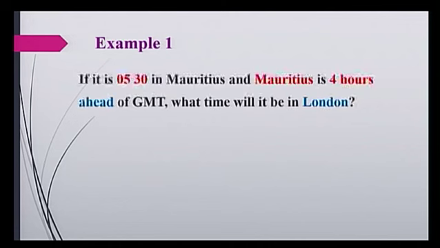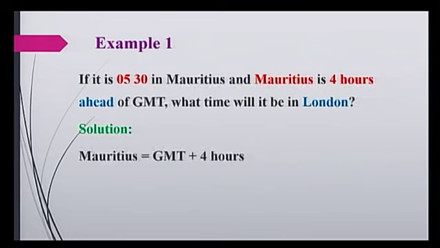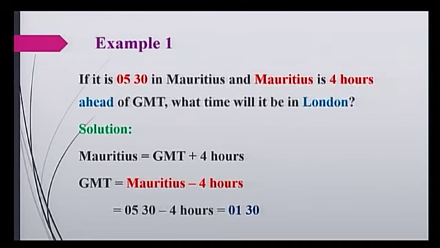Let us have a look at the first example. If it is 5:30 in Mauritius and Mauritius is 4 hours ahead of GMT, what time will it be in London? So the solution, since Mauritius is equal to GMT plus 4 hours, this means that GMT will be Mauritius minus 4 hours. And if it is 5:30 in Mauritius, so I subtract 4 hours, it will be 1:30 GMT.